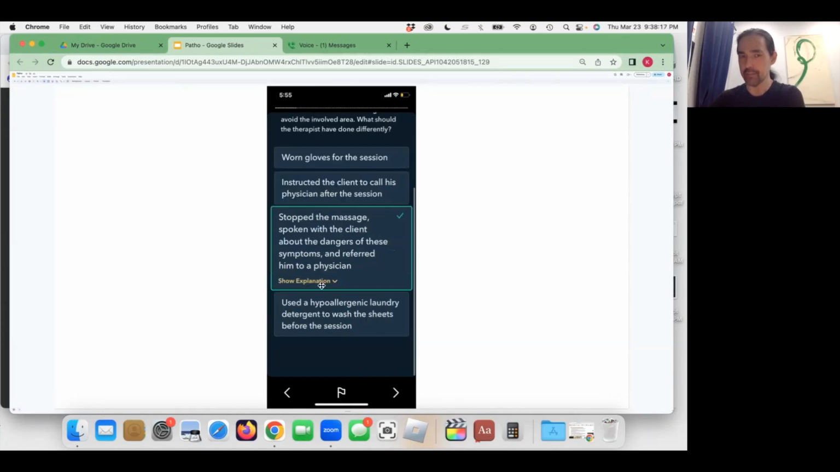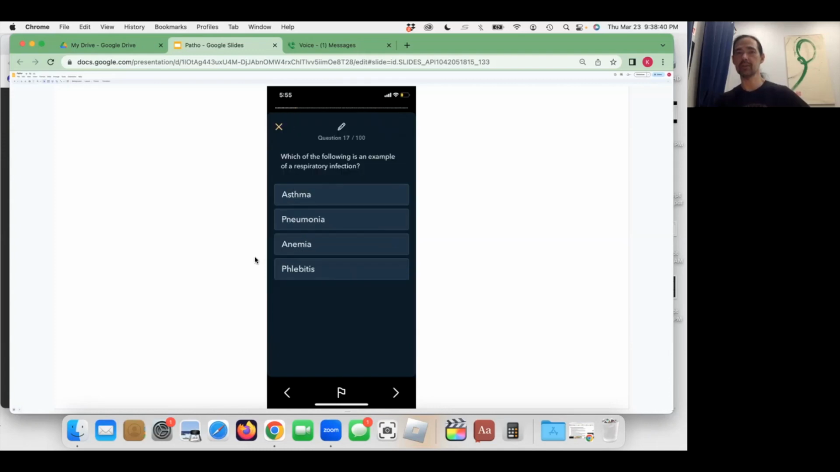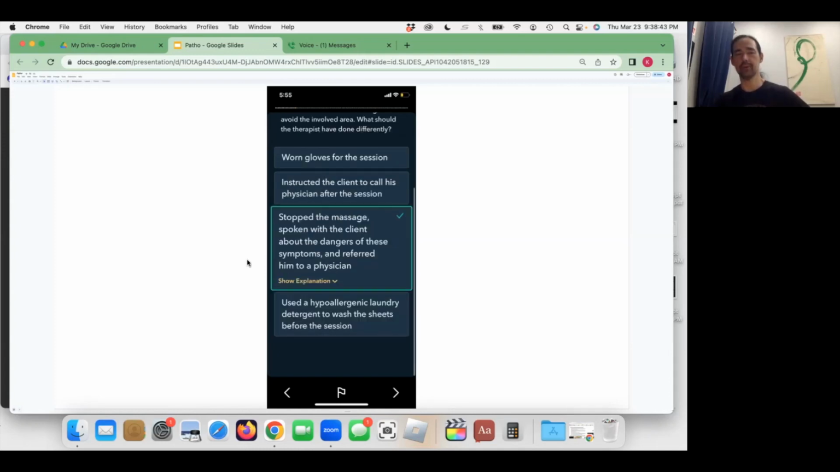And you can see I mistakenly selected the answer before I had a chance to photograph the screen. And the answer is to stop the massage, speak with the client about the dangers of the symptoms, and refer him to a physician. The other choices are wear gloves, or instruct the client to call his physician after the session, or use a hypoallergenic laundry detergent to wash the sheets before the session. So let's find out why it's so. Oh, I didn't photograph the explanation.